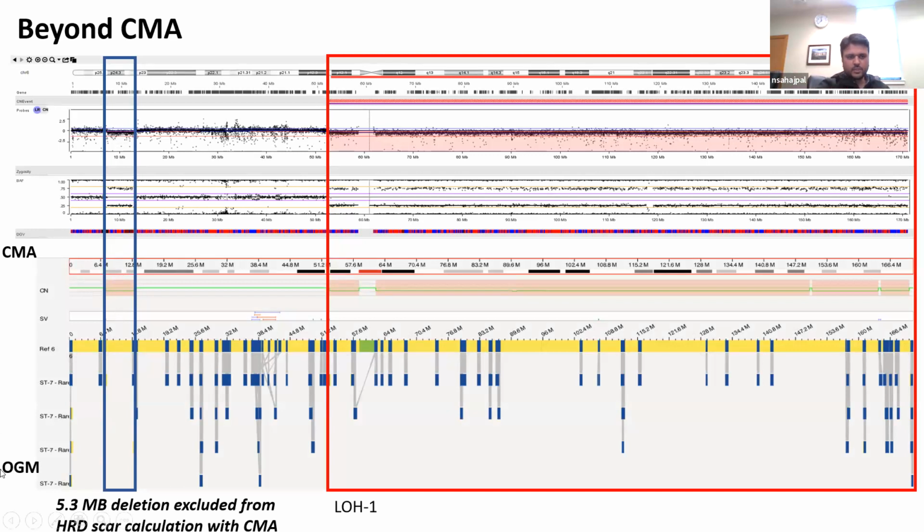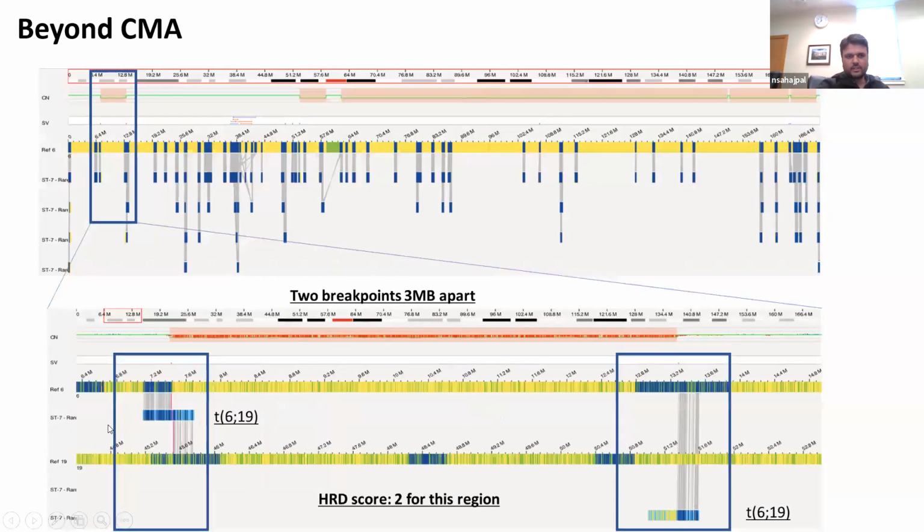But if we zoom into this event further, what you can see here is that this event actually results because of 2 translocations. So there are 2 LST events, and in order to calculate LST events, there's a further nuance that the 2 events need to be 3 MB apart. Since this is a 5.3 MB region, these 2 rearrangements are 3 MB apart and contribute to a score of 2, whereas it was a no score with CMA.